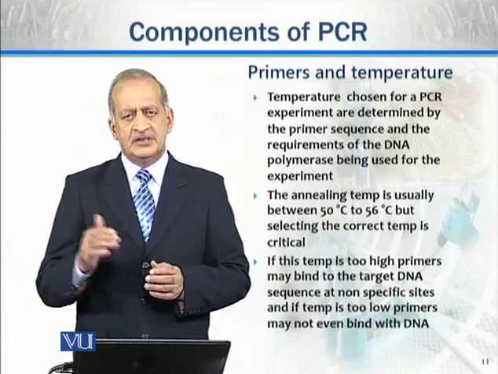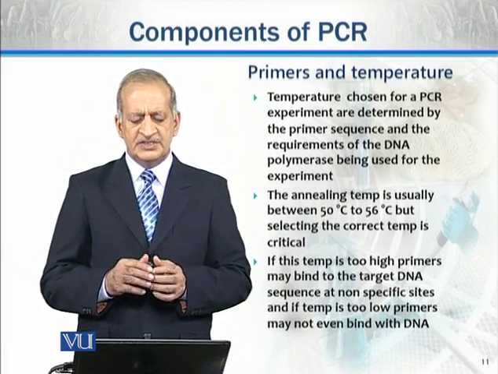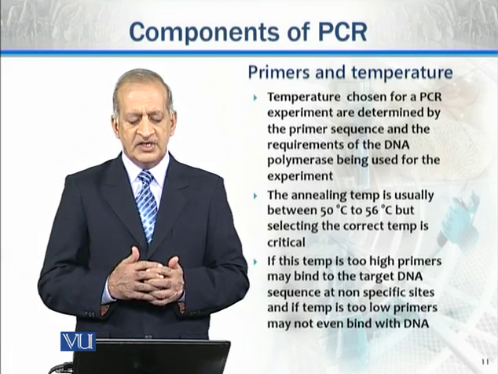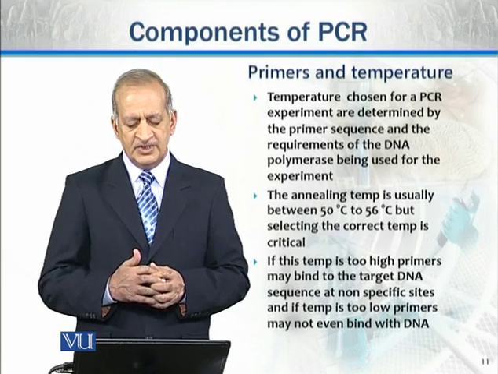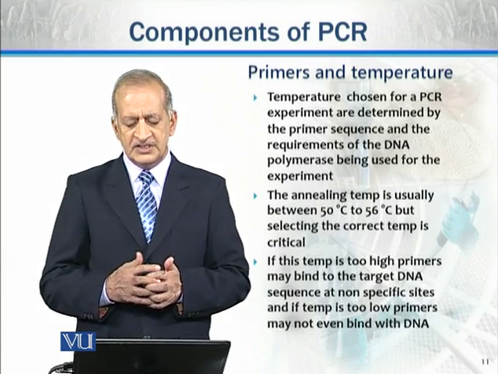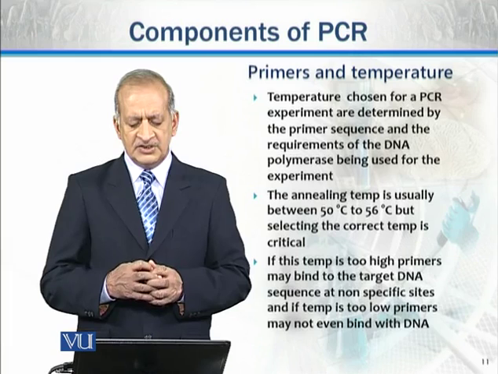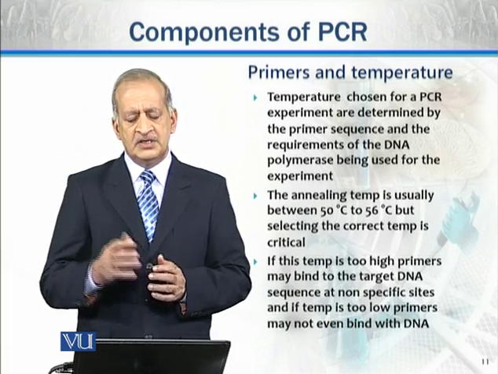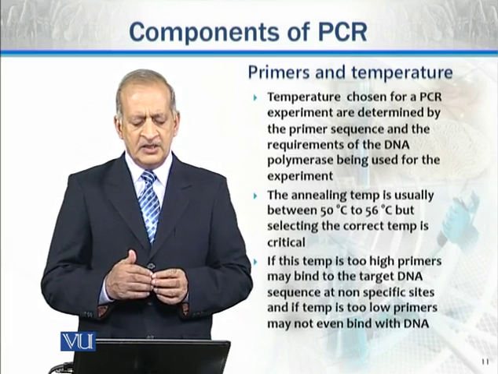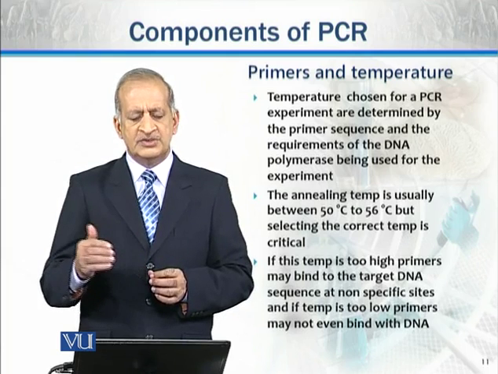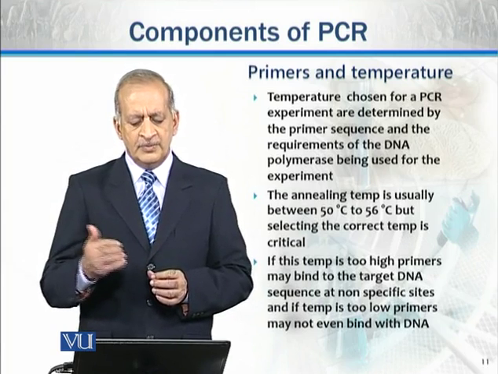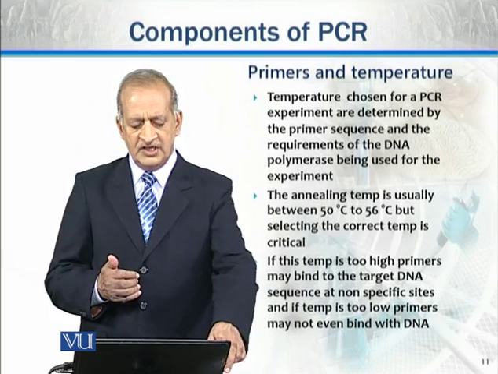Then primers and temperature requirement. The temperature chosen for a PCR experiment is determined by the primer sequence and the requirement of the DNA polymerase which is being used for the experiment. The annealing temperature which is used is normally between 50 to 56 degrees Celsius, but this selection has to be correct, otherwise it may affect the result of the experiment. If the temperature is too high, then the primer may bind to some other DNA region, and if the temperature is too low, the primer may not even bind with the DNA at the specific site.